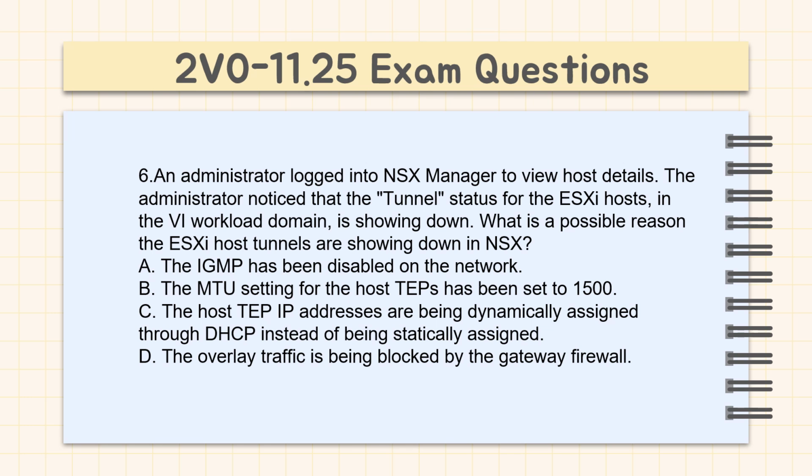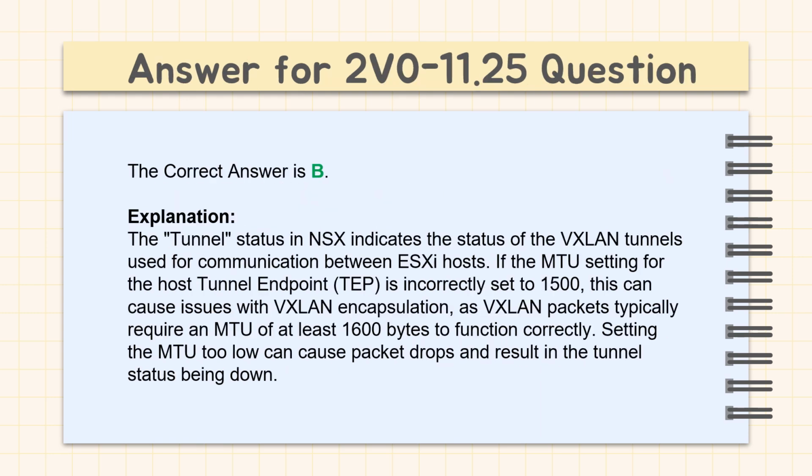A. The IGMP has been disabled on the network. B. The MTU setting for the host TEPs has been set to 1500. C. The host TEP IP addresses are being dynamically assigned through DHCP instead of being statically assigned. D. The overlay traffic is being blocked by the gateway firewall. The correct answer is B.